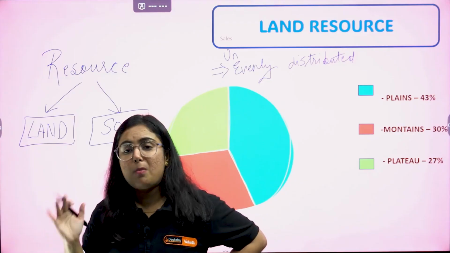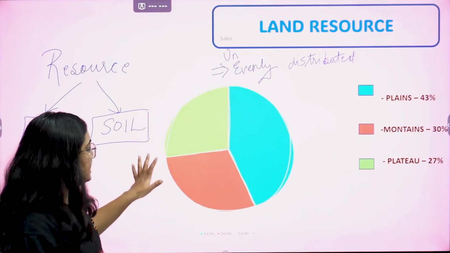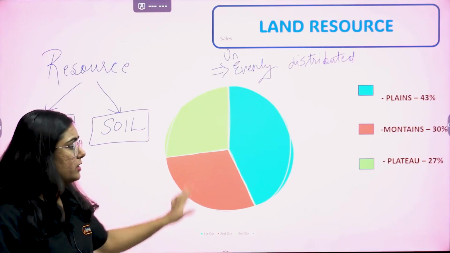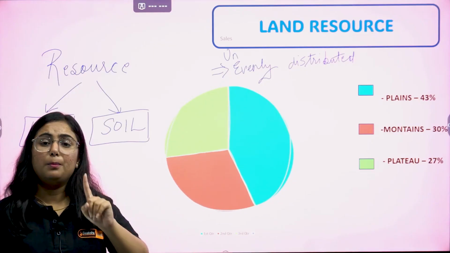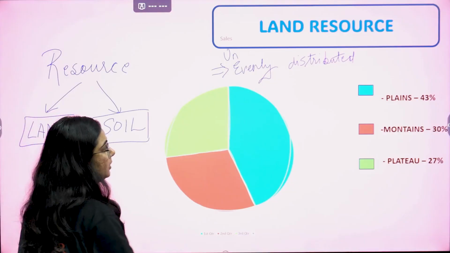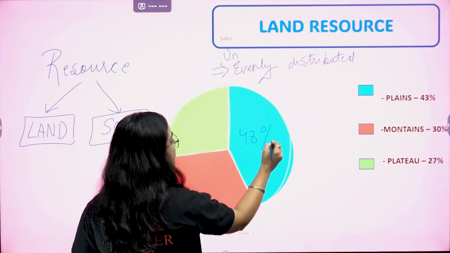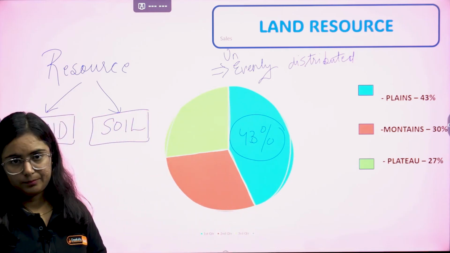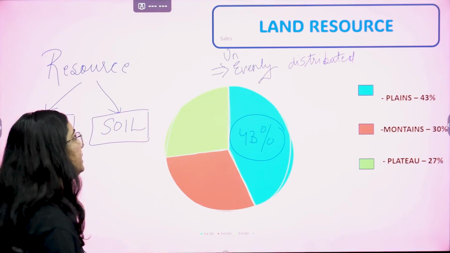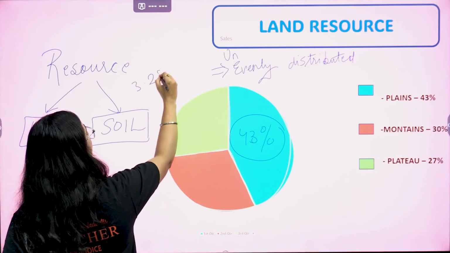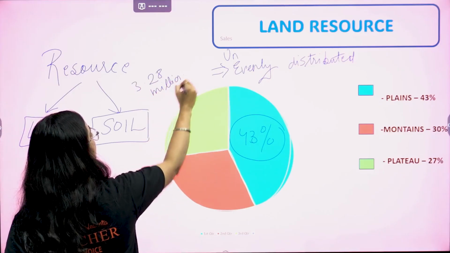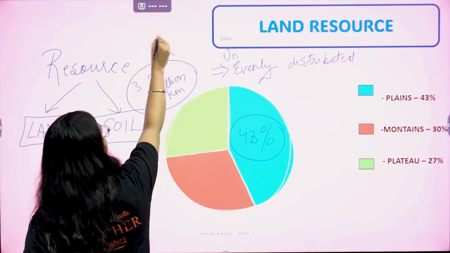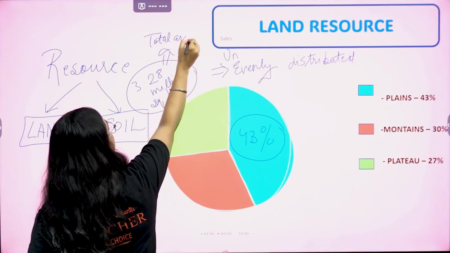Here we are going to talk about India. Considering the 3 major landforms, the plain area is in the majority. It covers 43% of our total land area. The total area of India is 3.28 million square kilometers. Do you know this? This is the total area of India.